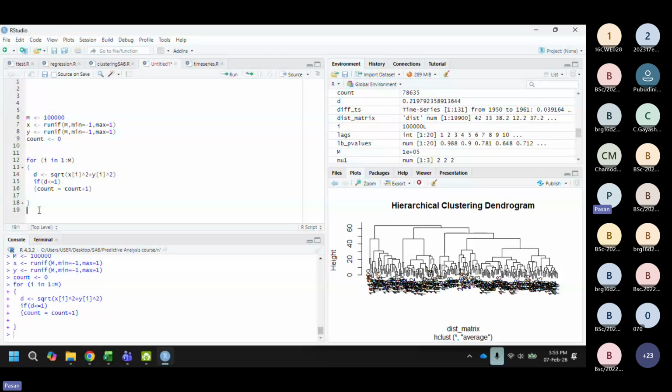And then finally I can output my approximation, right? So I can use it as count multiplied by 4 and divided by n. So that is the approximation. You can see that 3.14.